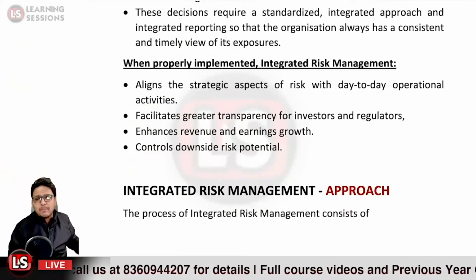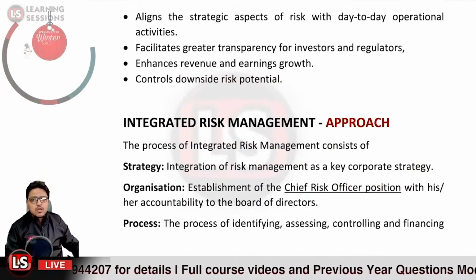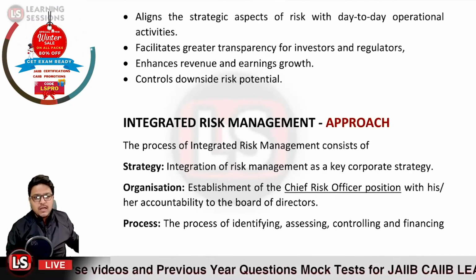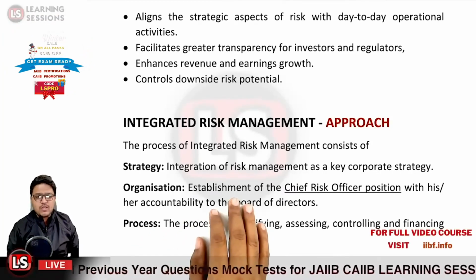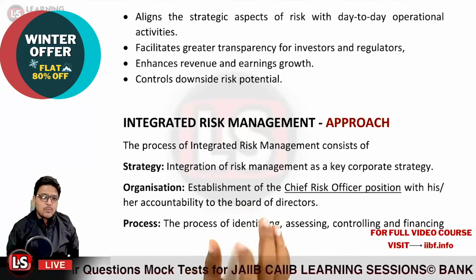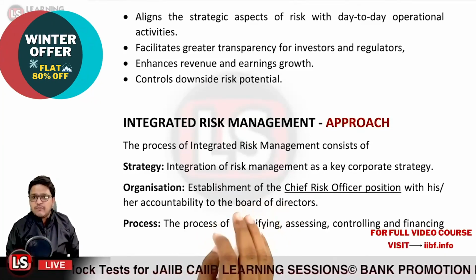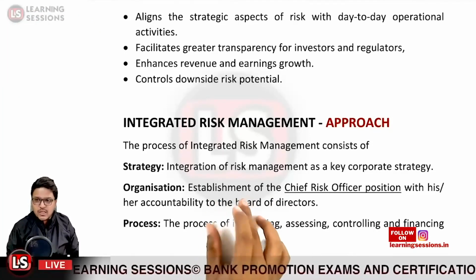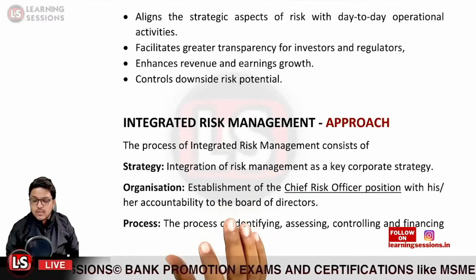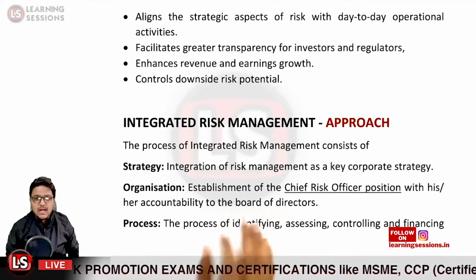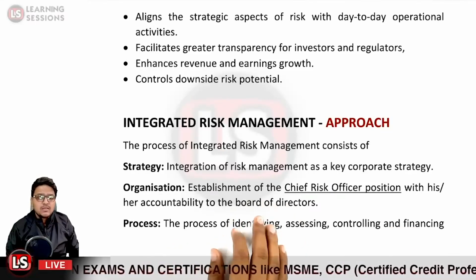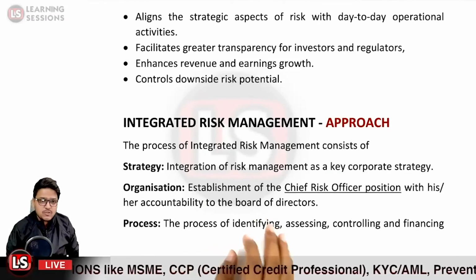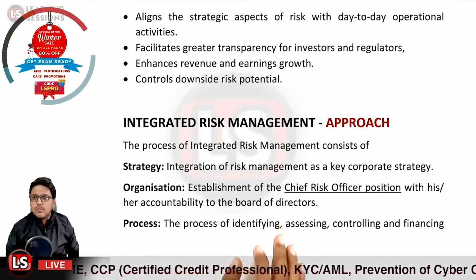Next, it is related to the IRM approach. So the process of integrated risk management relates to what? First of all, it is related to strategy. So integration of risk management as a key corporate strategy. First of all, we must cover it under our strategy, that it must be a key corporate strategy, that we want to integrate all types of risks so that we can focus on our day-to-day operations. And further, establishment of the chief risk officer position, with his or her accountability to the board of directors.